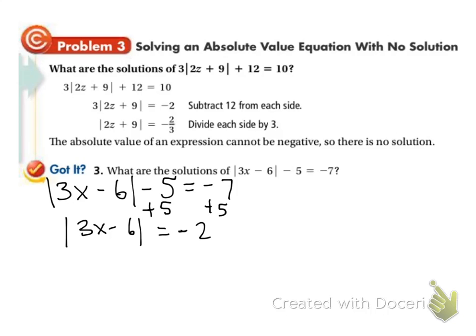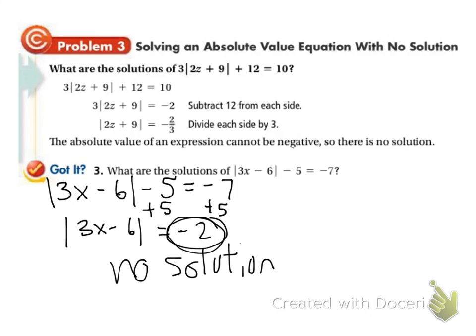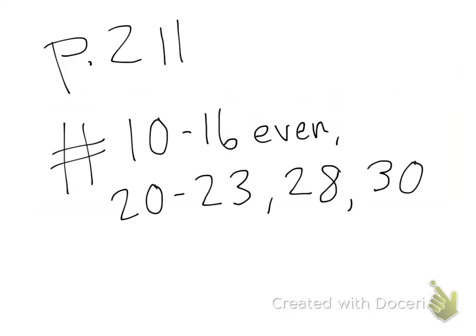This is not possible, right? When I take the absolute value, it makes my answer positive. So there's no way that after taking the absolute value, I can get a negative 2. So, no solution. So, if you ever get it so that your absolute value is equal to a negative number, there is no solution. And there's your homework.